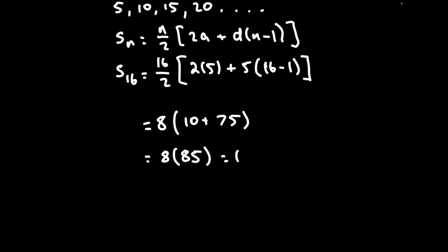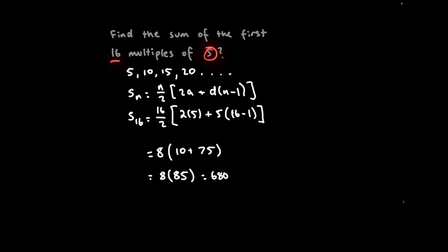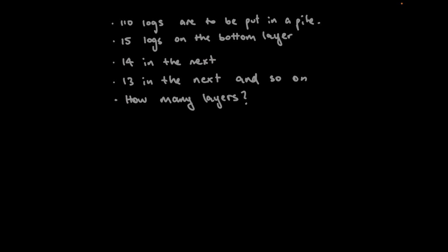Okay, and that would just give us 680. So the sum of the first 16 multiples of 5 is simply just 680. Okay, here's our next question.